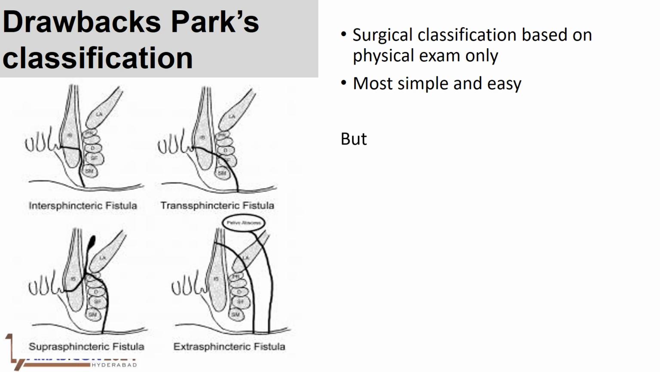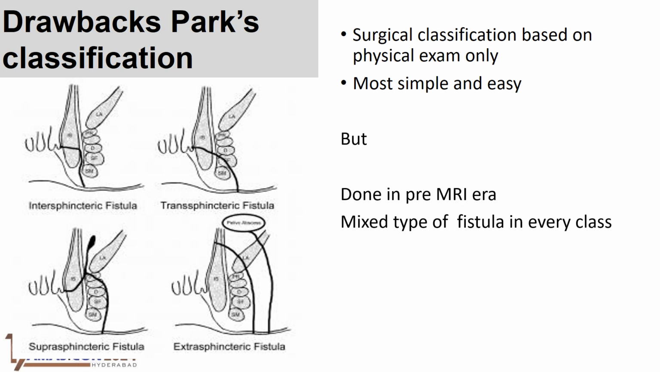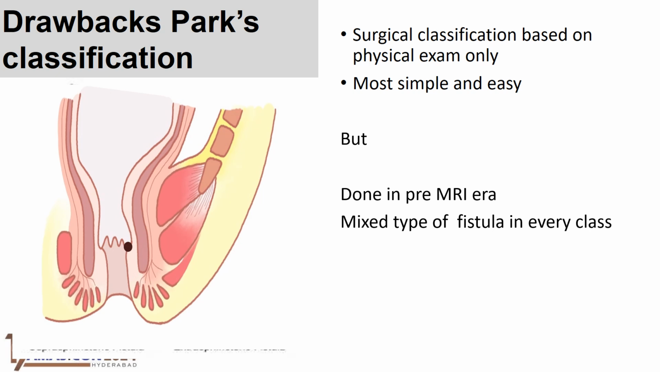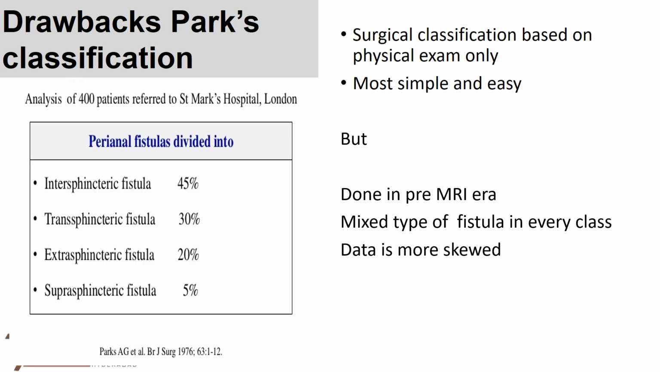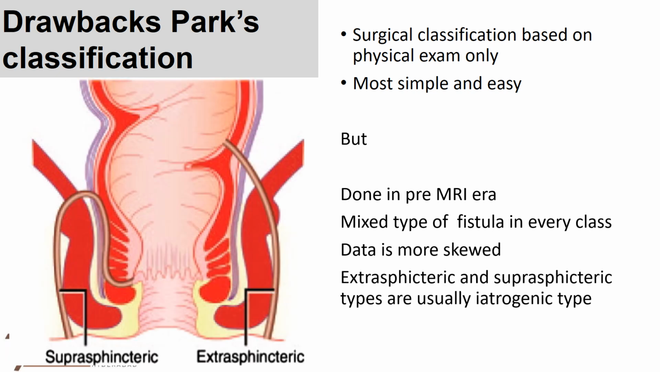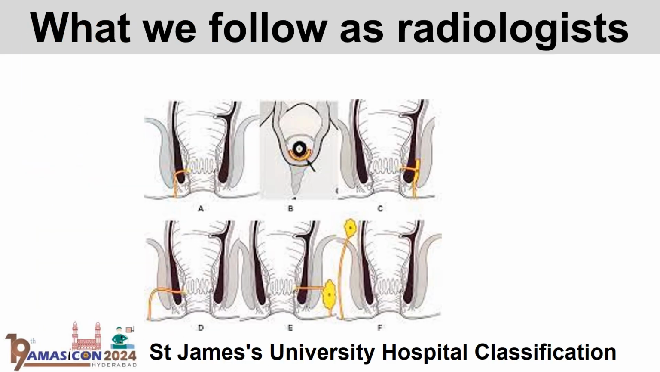This was done in the pre-MRI era, with mixed types of fistula in every class. For example, low intersphincteric and high intersphincteric are in one group. Low transsphincteric and high transsphincteric, where treatment options vary from sphincter cutting to sphincter preserving, are in one group, and the data is skewed: most are in type 1 and type 2, and few are in type 3 and type 4. The extrasphincteric and suprasphincteric types are usually iatrogenic, which has been documented and given a place in type 4. What radiologists follow is the St. James classification.